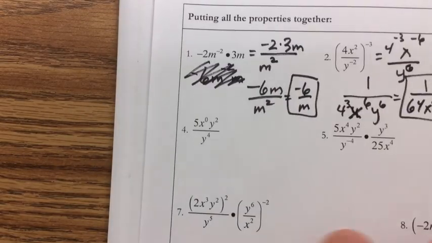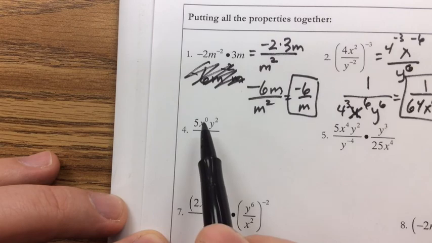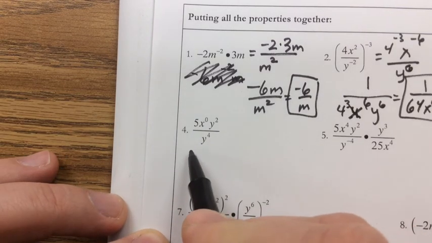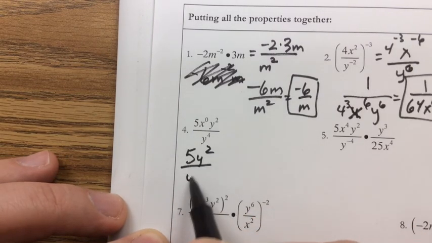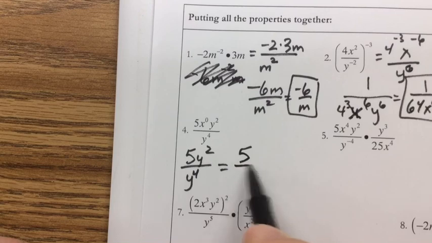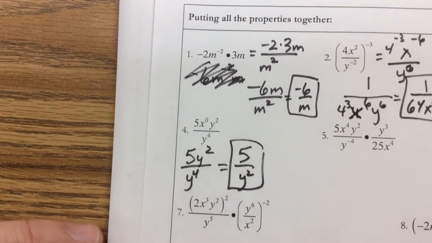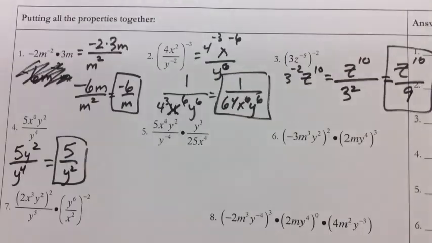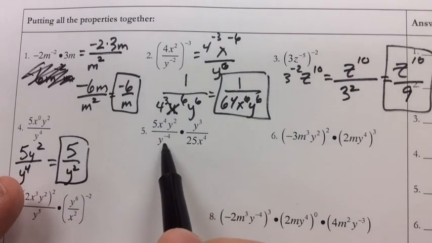For number 4, that x to the 0 goes away. It turns into 1. So this ends up being 5y squared over y to the 4th. What else could I do? You could cancel out y's. So you have 5y squared on the bottom. That's your fraction.